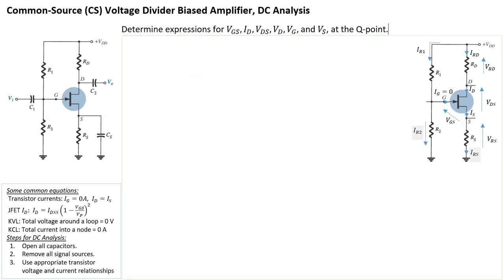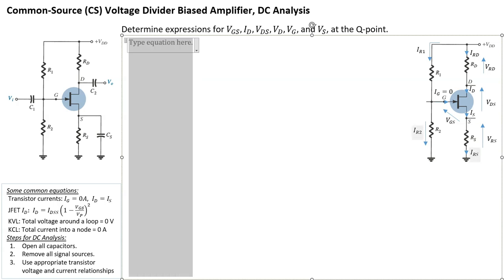Remember that we're figuring out all these expressions at the Q point. There are no signals coming in. So let's write out some expressions for the currents, for example. Since there's no IG going in, whatever ID comes into the drain will exit as IS, and it will go down through RS. So in fact, all of these currents, IRD, ID, IS, and IRS, are all the same. That's going to be our first equation. ID is equal to IS, which is equal to IRD, which is equal to IRS.